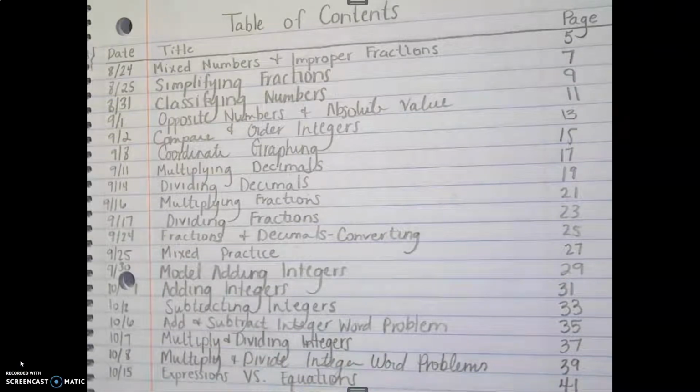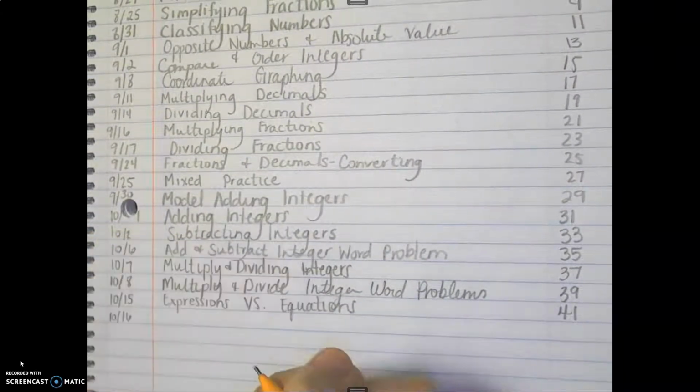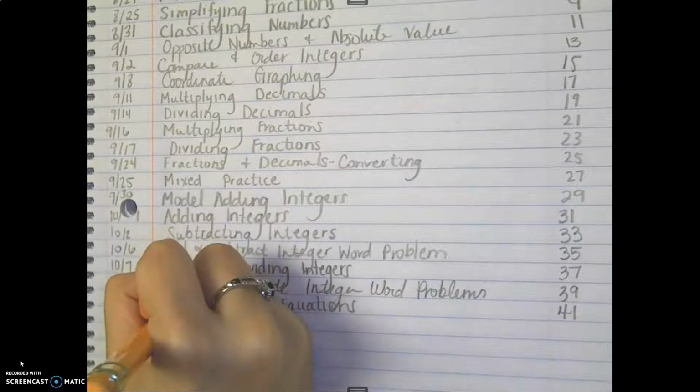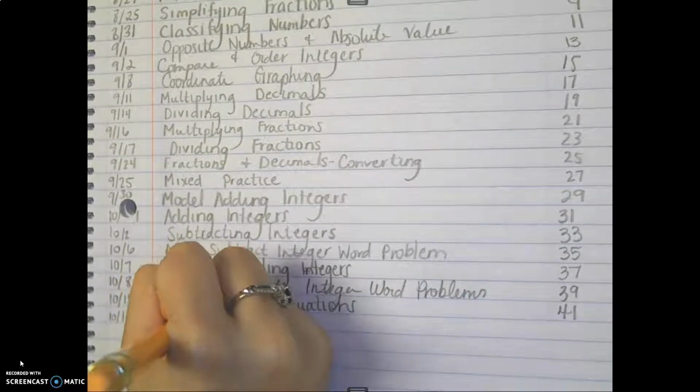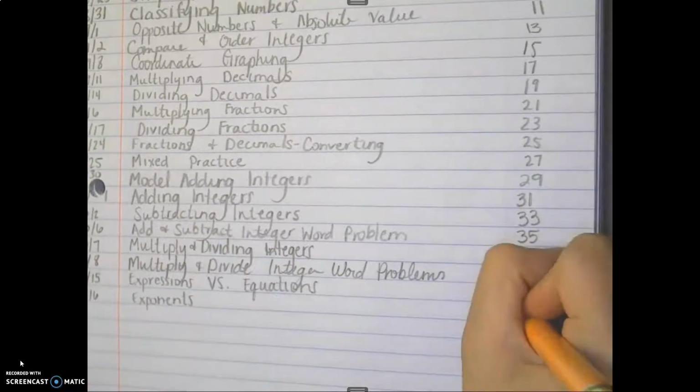So we're going to start off with our table of content. Make sure you fill this out. Today's date is October 16th. And today's topic is exponents. And it will be on page 43.